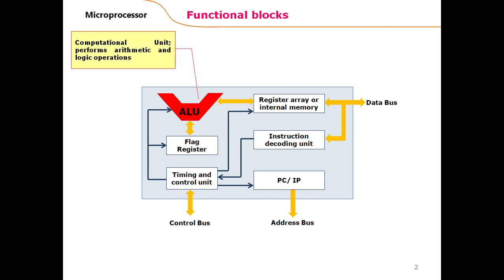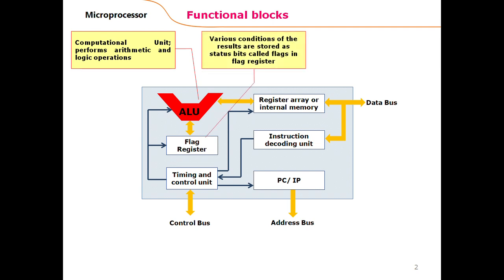The first block is the computational unit of the microprocessor, called the arithmetic and logic unit of the Intel microprocessor. As the name indicates, this block is responsible for performing arithmetic and logic operations on the data. And the arithmetic and logic operation is encoded or told to the microprocessor through the instructions of the instruction set of the Intel microprocessor.